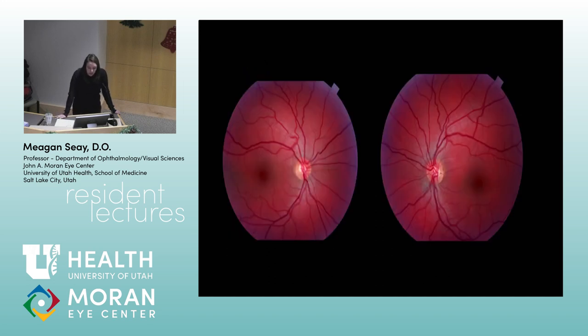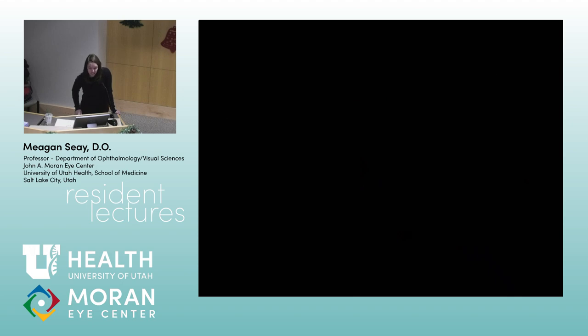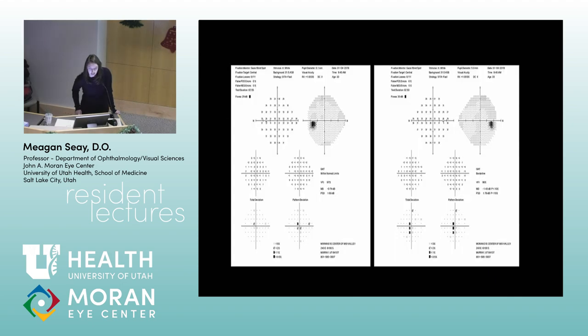And these are her fundus photos. Someone just quickly tell me what you see. We'll just say it's normal. So normal fundus photos. These are her visual fields. What do you guys think about these? Oh, sorry, some paracentral defects in both.